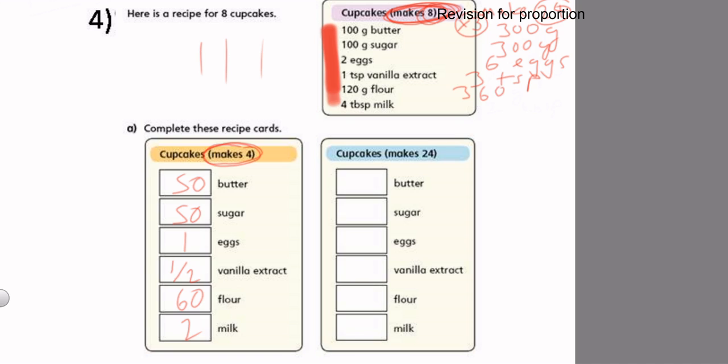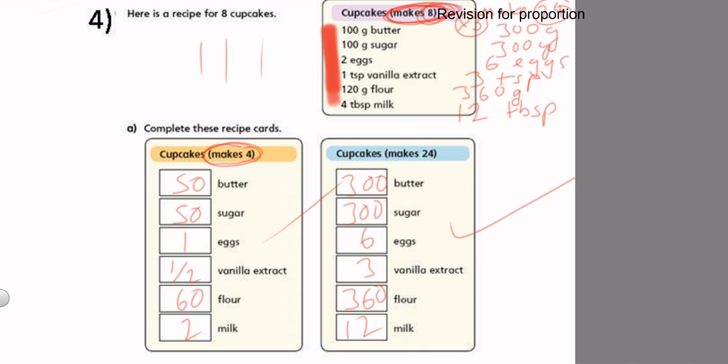I'm not expecting you to get these calculations as quickly as I'm doing it. If you need to, take your time, do the calculation. If you've got a calculator, that's well and good. But if you haven't, please take your time. 120 grams times 3, 360 grams of flour. And then 4 tablespoons of milk times by 3 is 4 times 3 is 12 tablespoons. I need to put these answers here. Those are the answers.